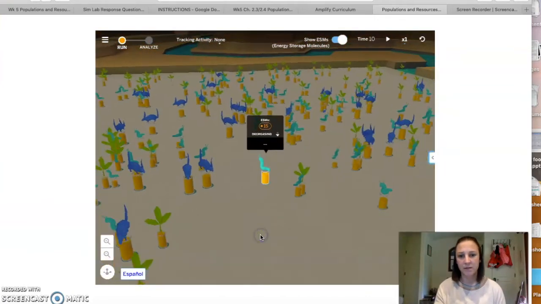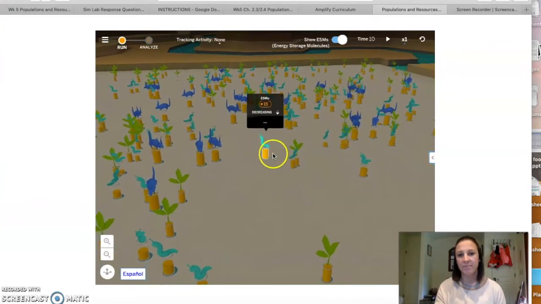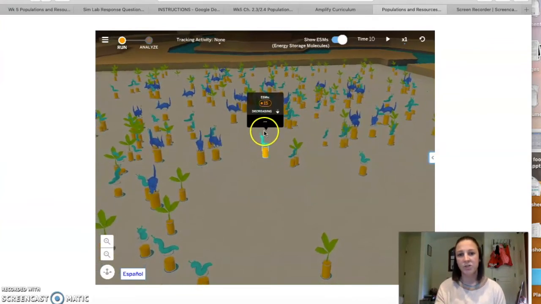These are the wee bugs, and you can click on them, right? And it shows you their energy storage molecules, so the ESMs. If you can't see that when you've clicked on it, make sure that this is toggled over to show ESMs, energy storage molecules, for each one. So then you can see that this little bar will go down as the organism is using up energy. Right now it says it's in a status of decreasing energy, right?